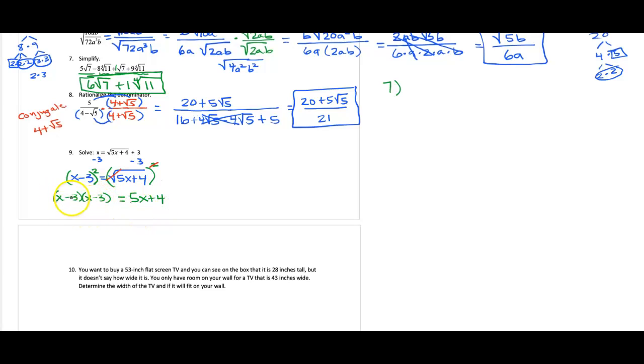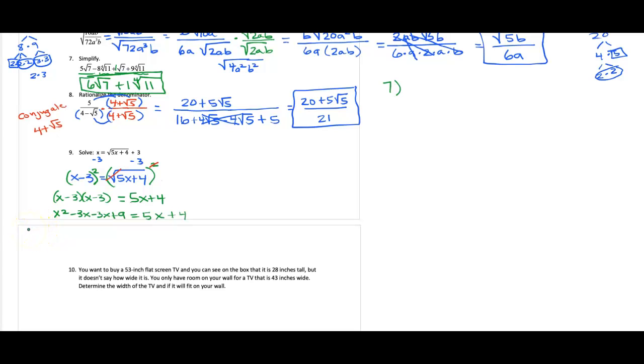I've got to FOIL this together so that I can get everything over to one side, or figure out how I'm going to solve it, but let's look and see what I have here. So x times x is x squared. x times negative 3 is negative 3x. Same thing there in the middle. And the negative 3 times negative 3 is positive 9. All right, and since I have an x squared that I'm trying to solve for, that means I'm going to have to factor this in order to solve it.